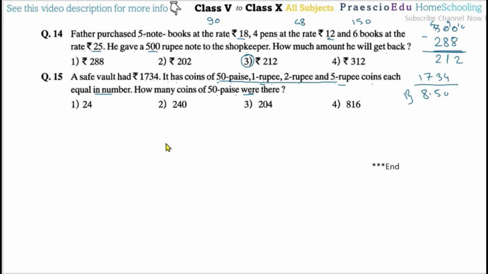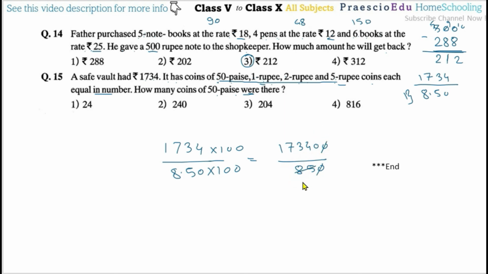Okay, so now we will keep 8 rupees and 50 paise separately. Now here we will multiply by 100, and here also we will multiply by 100. So it is equal to 173400 divided by 850. Now this 0 gets cancelled, this 0 gets cancelled.